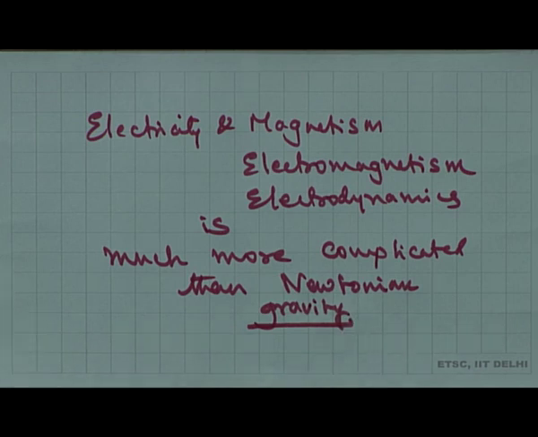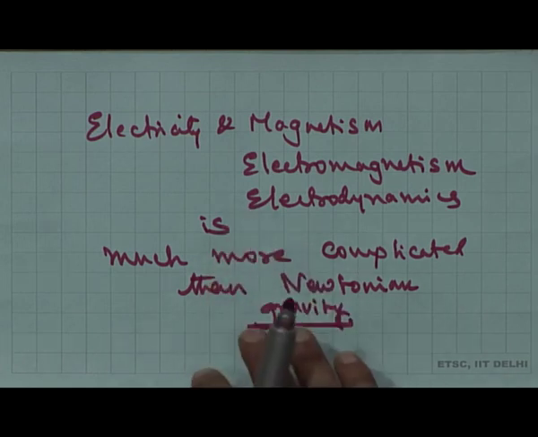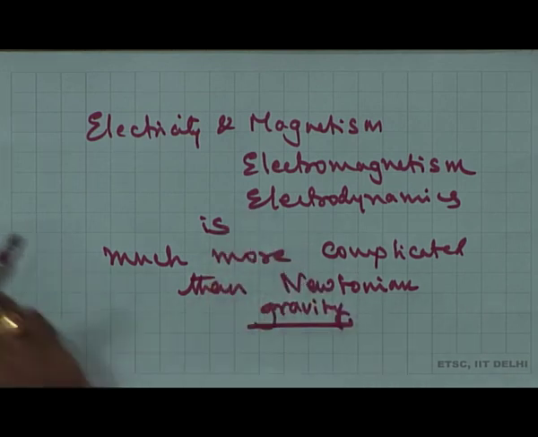I used the word Newtonian gravity because we know that there is a more advanced theory of gravity, called the general theory of relativity, and that is as complicated or even more complicated than electricity and magnetism. But for our purposes that is not important. Comparison with the Newtonian gravity is important, and let us see what it is.